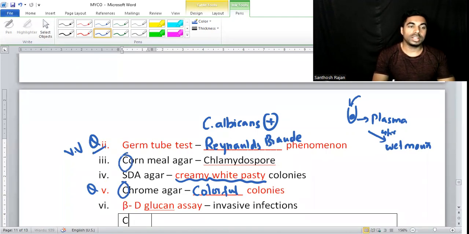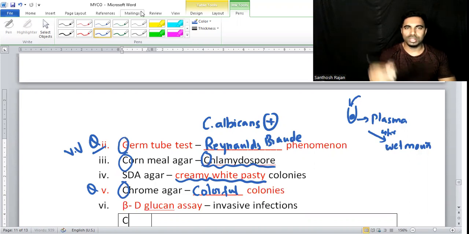Okay. Cornmeal agar is a special medium where you will see the chlamydospore. Okay, chlamydospore, so that's also important. Chlamydospore is also characteristic for C, Candida. Everything is C, Candida, all C. Even G looks like a C. So remember all these things. Okay. All these things come in the exam.